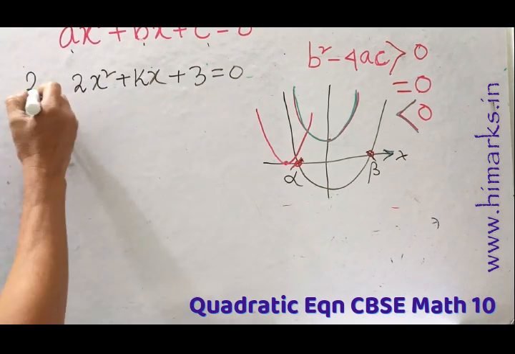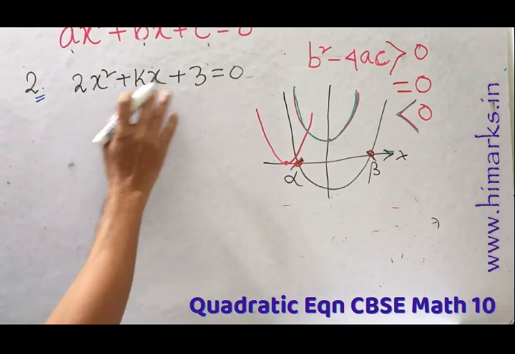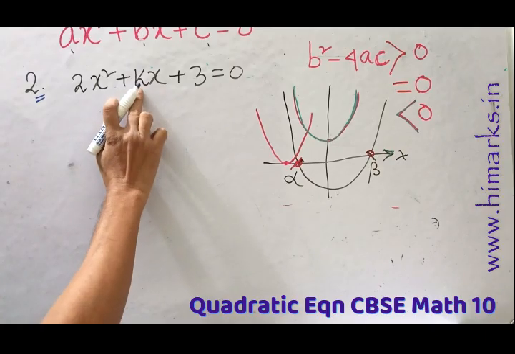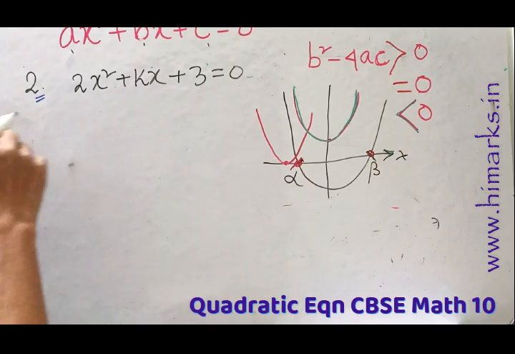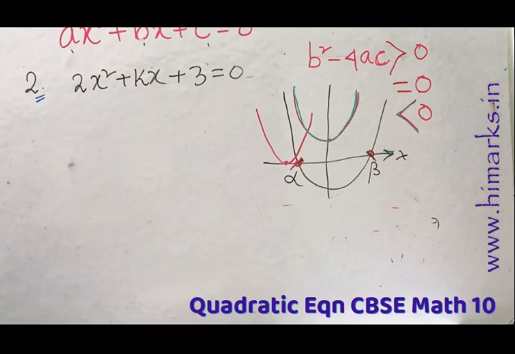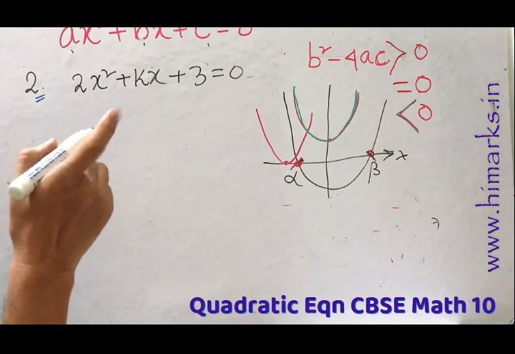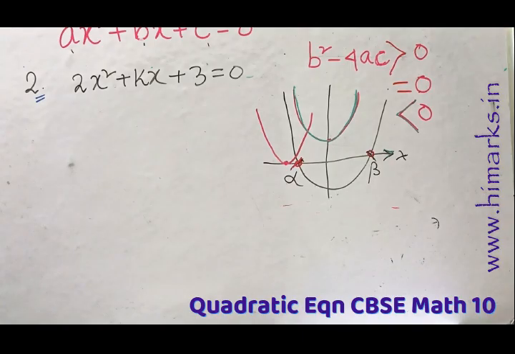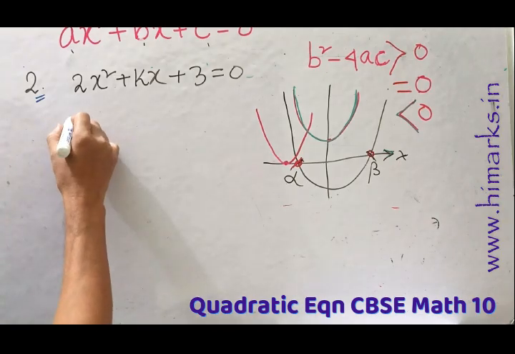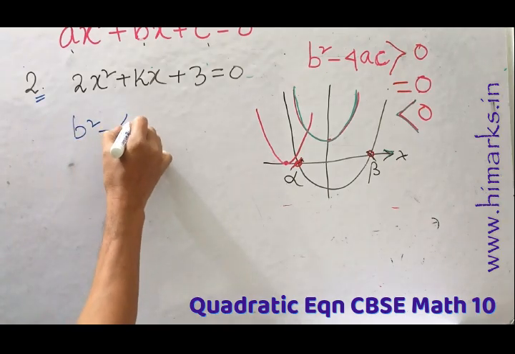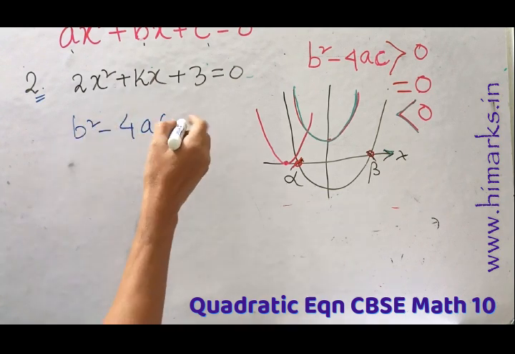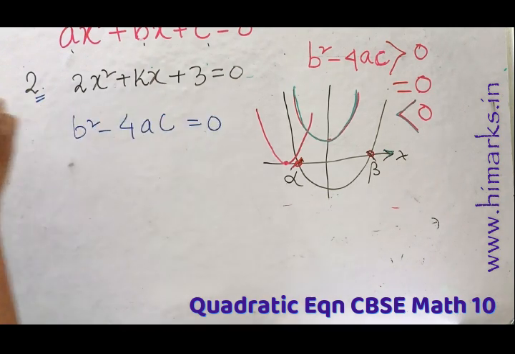So in question number 2, it asks, if this is the equation 2x squared plus kx plus 3, k means it has some value that we have to find out. And in this case, it has two equal roots. Two equal roots means this condition. Remember, b square minus 4ac will be 0. In that case, both roots will be equal. So b square minus 4ac will be 0. Why? Because it is told that both the roots will be equal.